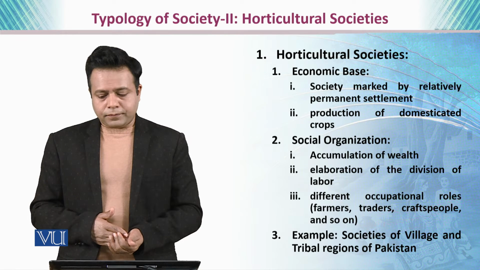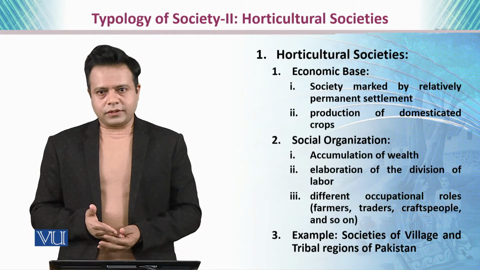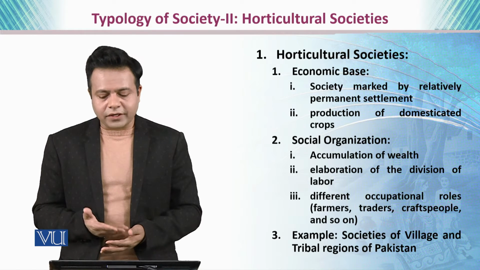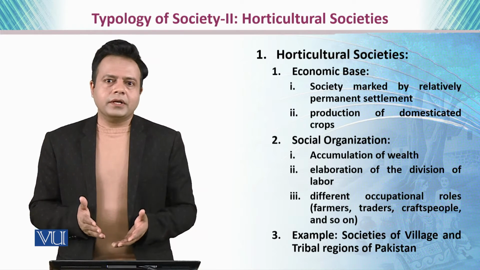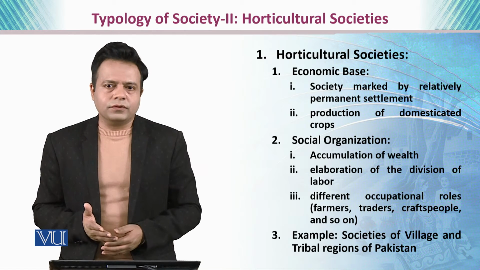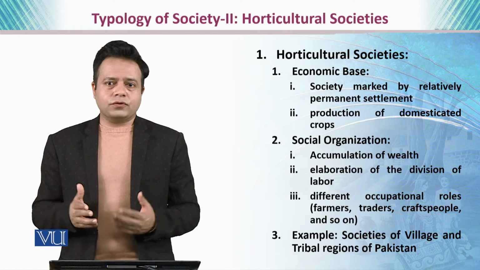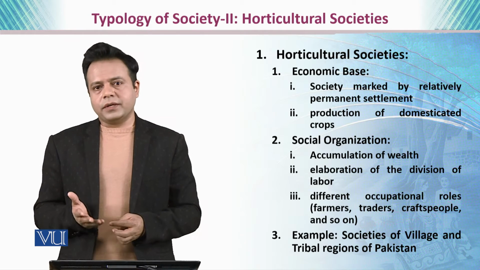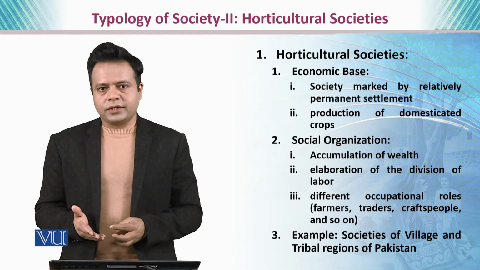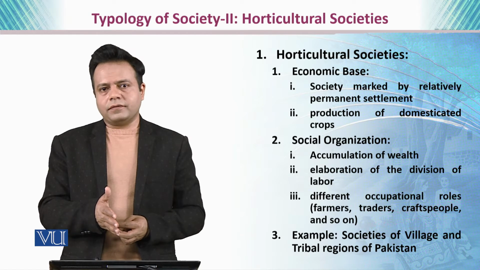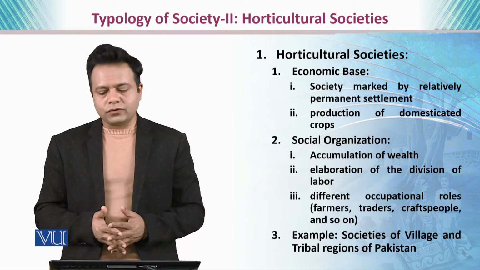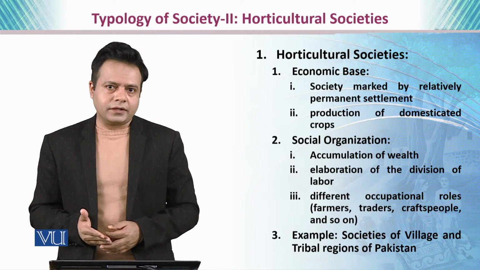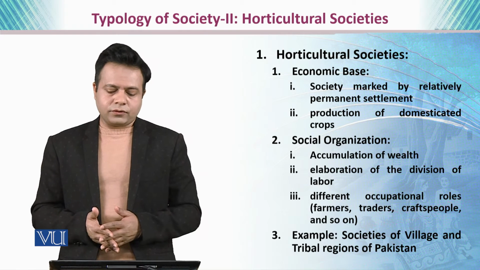And production of domesticated crops started, and then the social organization also began to become very complex in a way that people learned how to produce surplus food, which could be stored by using different mechanisms and techniques. An elaborated division of labor began to emerge as compared to what has been observed in hunting and gathering societies. So different occupational roles like farmers, traders, and craftsmen began to emerge during that stage.